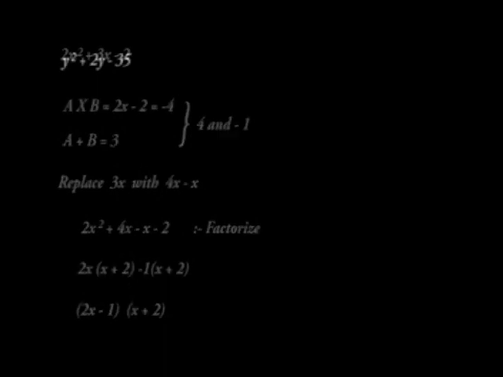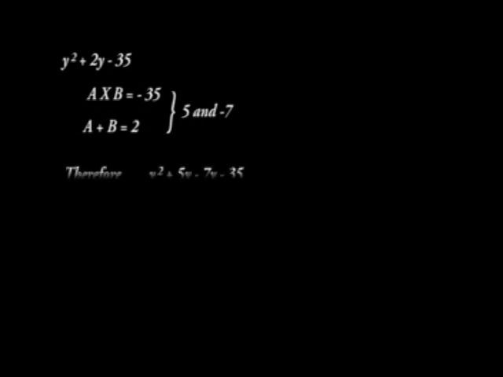Finally, y squared plus 2y minus 35. a times b should be minus 35. a plus b should be 2. The numbers are 5 and minus 7. Therefore, y squared plus 5y minus 7y minus 35. We factorize: y into y plus 5, minus 7 into y plus 5, and we take one of the items in the brackets and have y minus 7 times y plus 5.